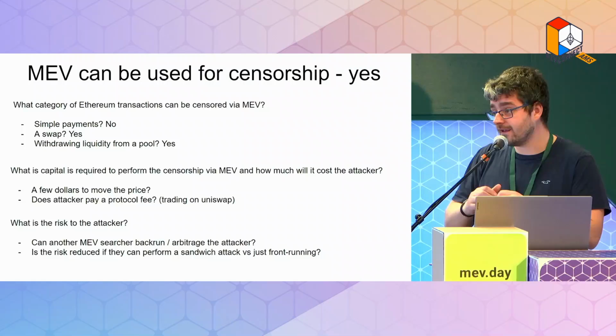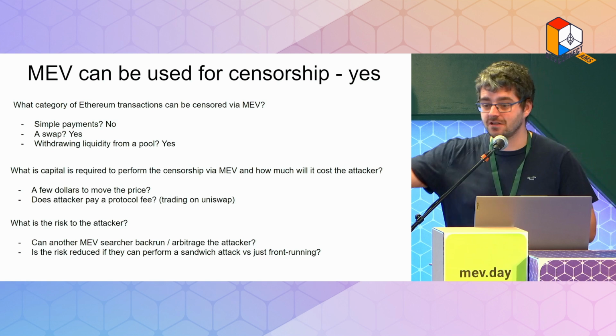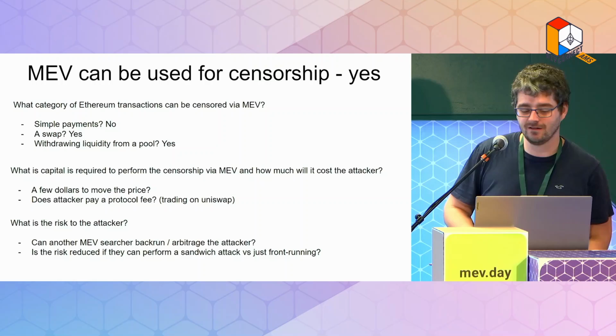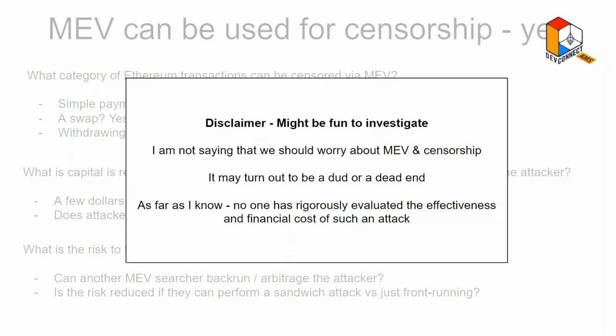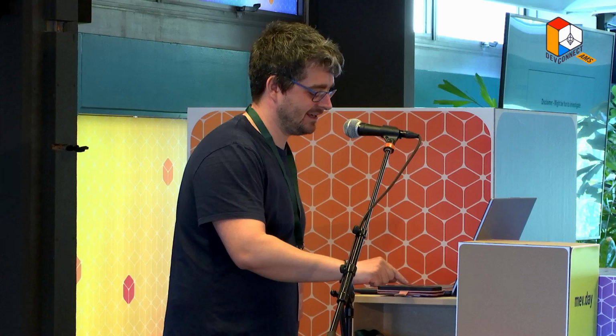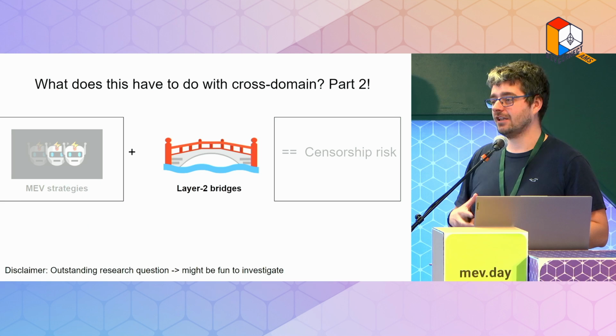And also, what's the risk to the attacker? If I fail someone's transaction and I move the price, what if someone else in the Dark Forest backruns me and then arbitrages me and steals my money as well? Really it's risk-free if you can try to sandwich the attacker, but what's the guarantee a sandwich attack works? So, disclaimer, this may not actually be a problem whatsoever. It may turn out to be a dud or a dead end, but I think it's an interesting observation that's worth investigating. Okay, so that's MEV strategies and the idea that there could be censorship.